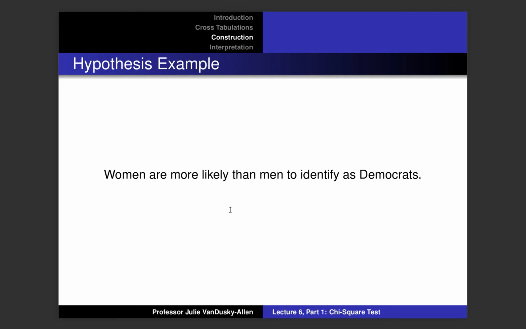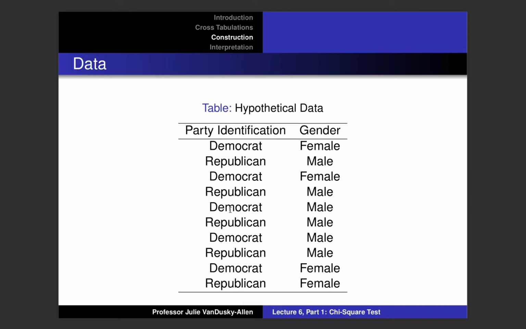Consider the following hypothesis. Women are more likely than men to identify as Democrats. Now imagine I wanted to determine whether there was in fact a real-world relationship between gender and party identification. I could conduct a survey and ask respondents their gender and their party identification. Here is a hypothetical dataset that could come from such a survey. There are 10 hypothetical respondents, 4 females and 6 males, and 5 Democrats and 5 Republicans. So were women in this survey more likely to identify as Democrats than men were? We could use a cross-tabulation table to find out.